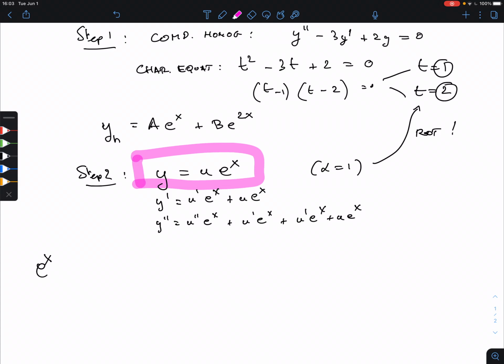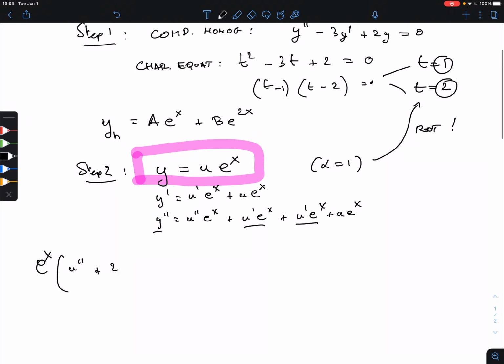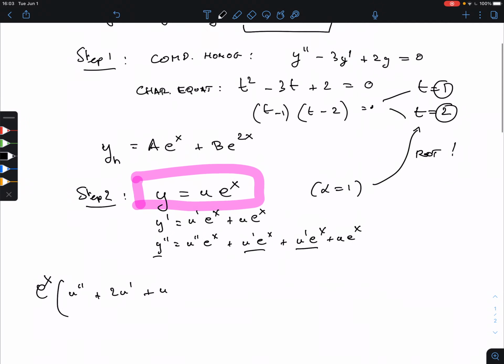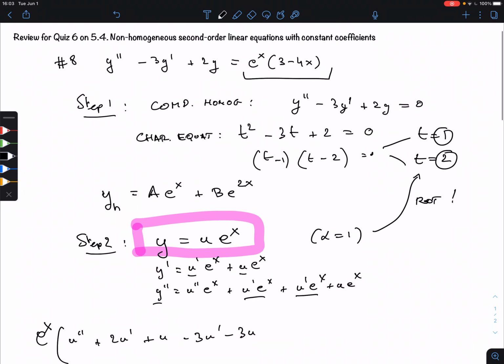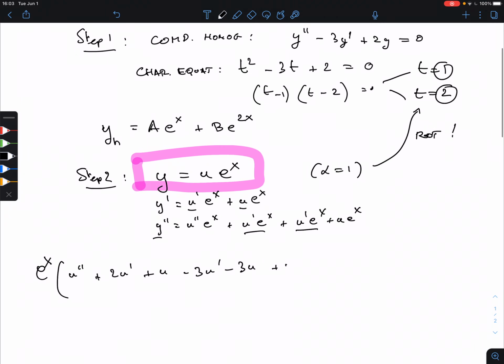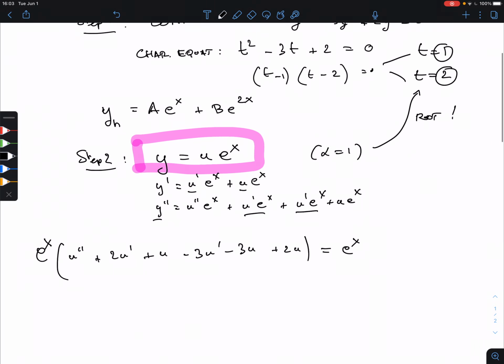We know that this type of substitution is going to make the exponential disappear, so that the forcing function is only a polynomial. Now, y prime, so there is a u double prime. Now I can combine these two terms, so there's a 2u prime plus u, and then it was minus 3 times y prime, so minus 3u prime, minus 3u. Make sure that you expand it, otherwise take your time, plus 2 times u. Okay, and that equals e^x times the original 3 minus 4x.